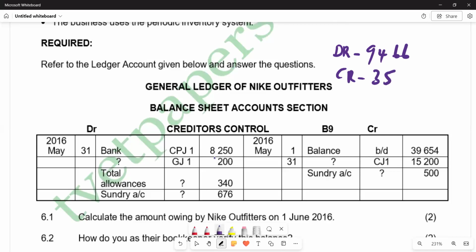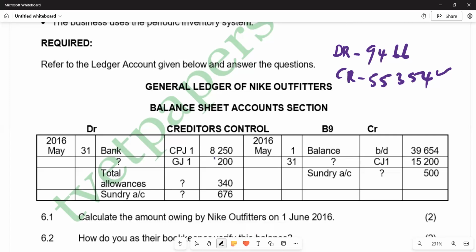55,354. So obviously now it means this is the figure that is going to come in between the double lines both sides. Then the difference between the two totals becomes the balance CD, which is also going to be the balance BD, which will be the balance on 1 June 2016.